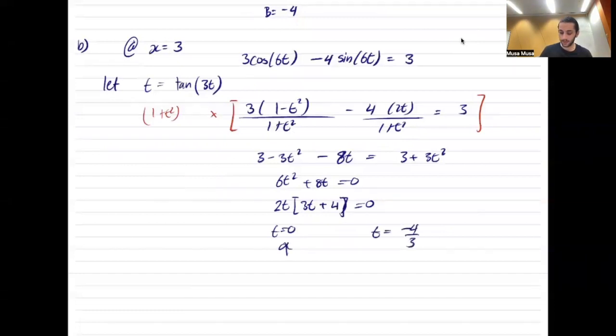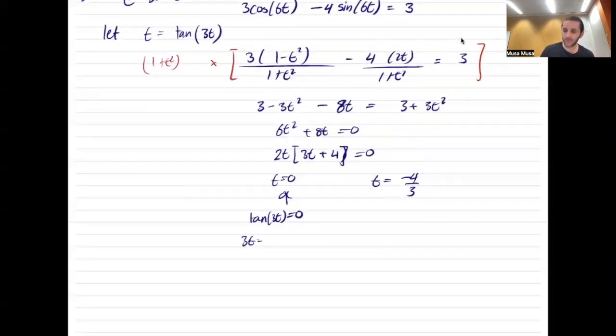Okay, so T equals 0, that's when tan of 3T equals 0. So when does that occur? When does tan equal 0? It equals 0 at 0, pi, 2 pi, 3 pi. So 0, pi, 2 pi. And that's T equals 0, pi on 3, 2 pi on 3.